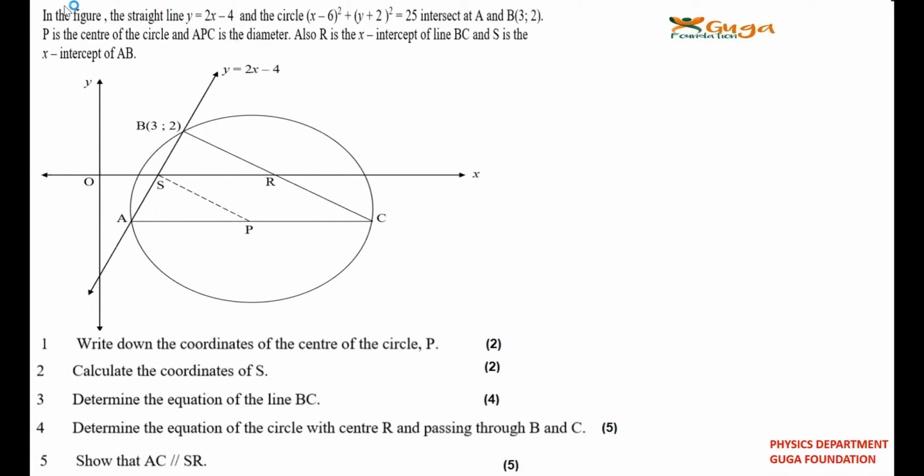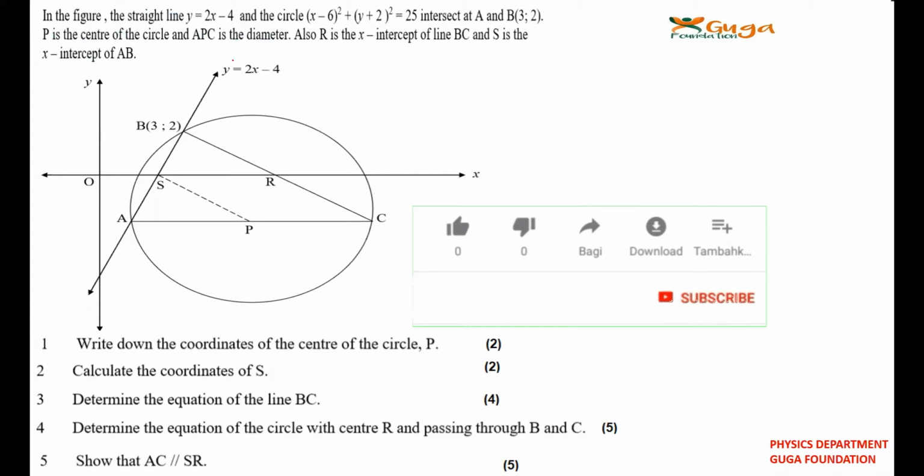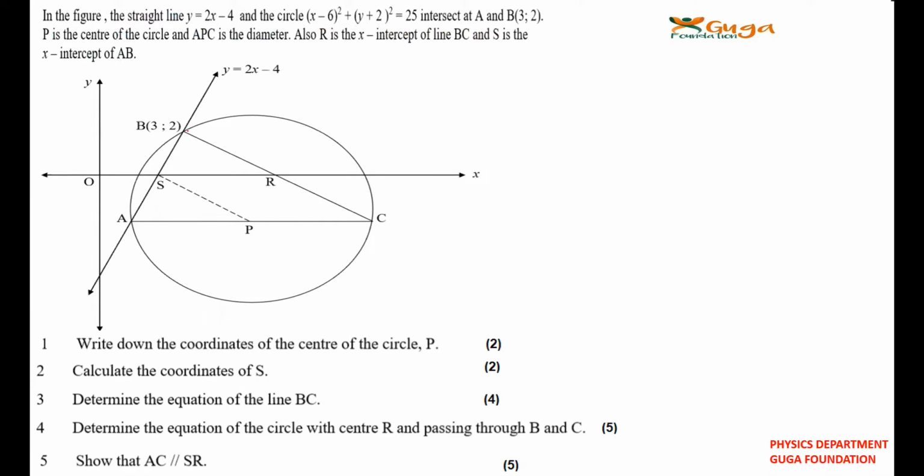Now we're trying to answer this question. It's in analytical geometry. In the figure, the straight line y = 2x - 4 and the circle (x - 6)² + (y + 2)² = 25 intersect at A and B. So here you've got your A and your B. P is the center of the circle, and APC is the diameter.